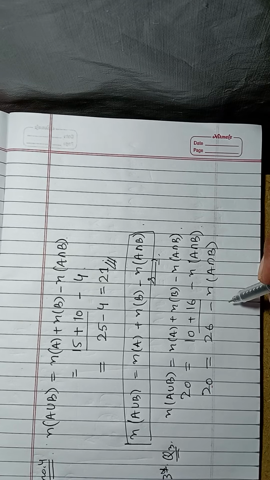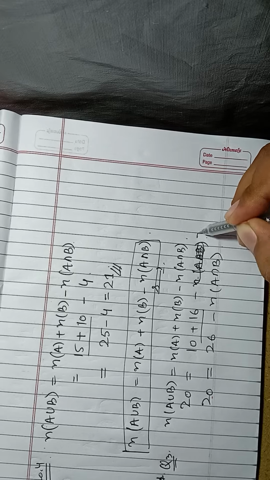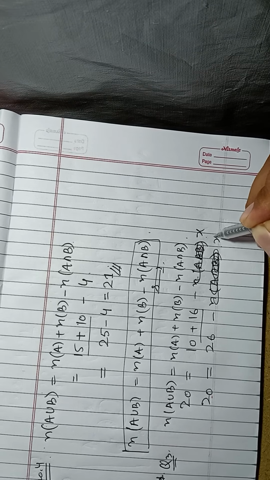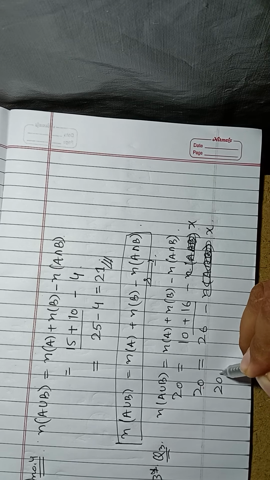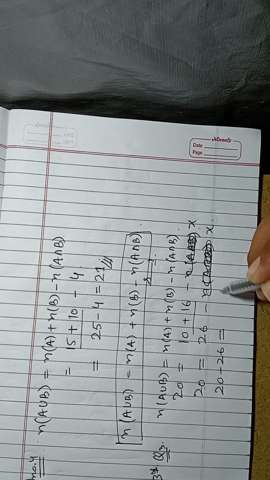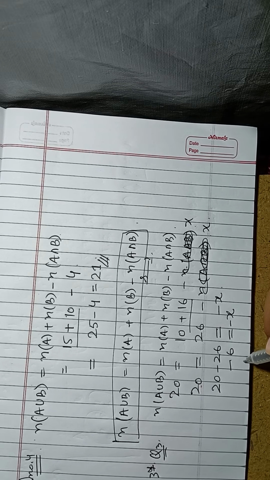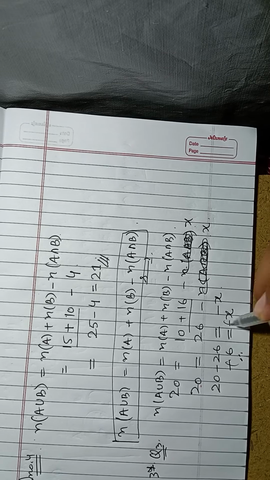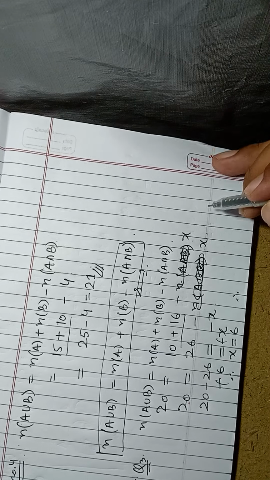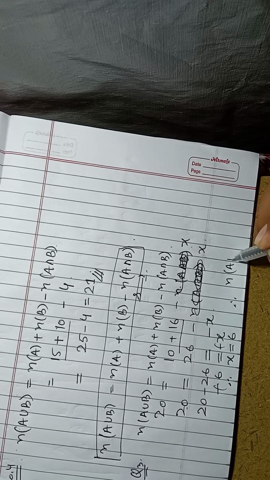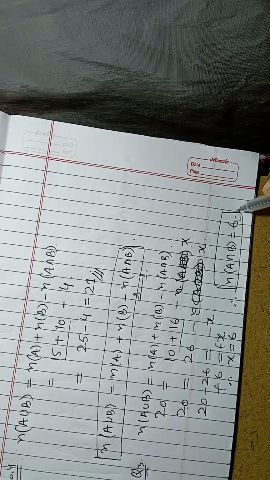So how will we get the answer? We can put it like this: suppose this is X. So we will transpose: 20 minus 26 is equal to minus X. So minus 6 is equal to minus X. The minus signs cancel, so X is equal to 6. Therefore we can write n of A intersection B is equal to 6. This is the answer of the question.